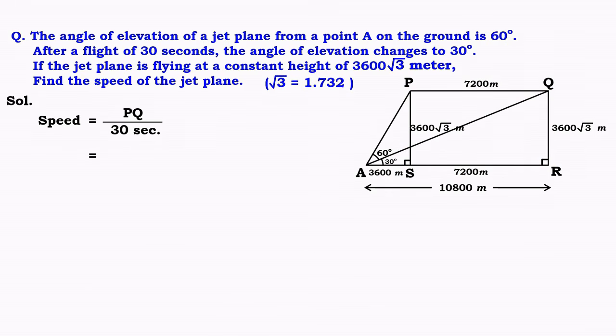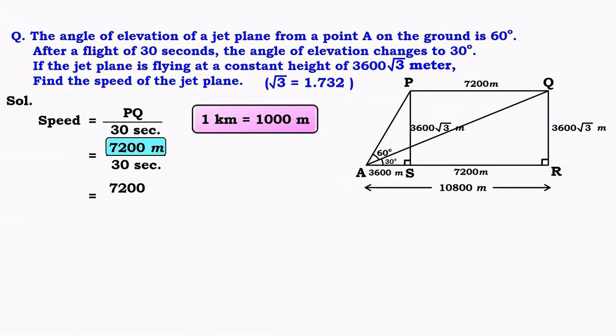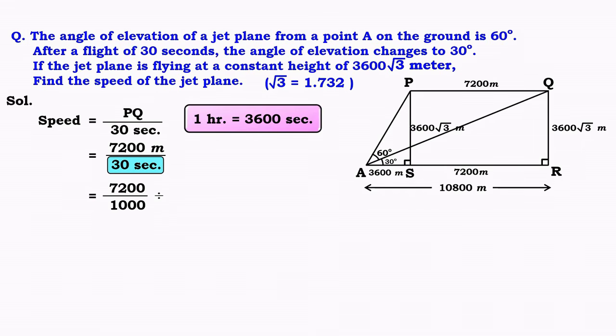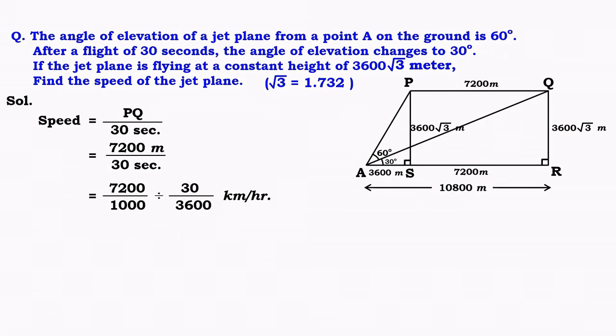Now, we can find the speed of the jet plane. We know that PQ is equal to 7,200 meters. The jet plane covers this distance in 30 seconds. Using the formula, speed is equal to distance divided by time. Therefore, speed is equal to 7,200 meters divided by 30 seconds. To express the speed in kilometers per hour, we convert meters into kilometers and seconds into hours. So, speed is equal to 7,200 divided by 1,000 divided by 30 divided by 3,600 kilometers per hour.